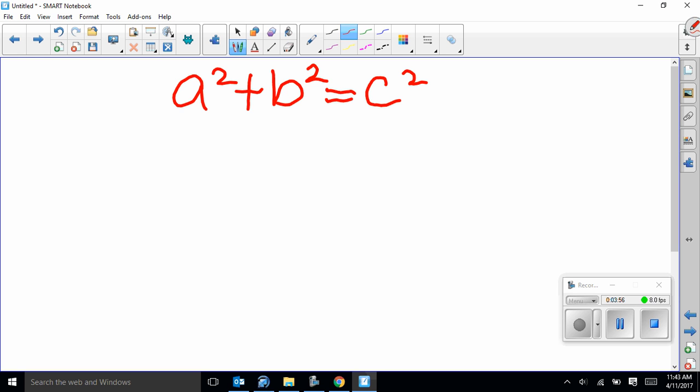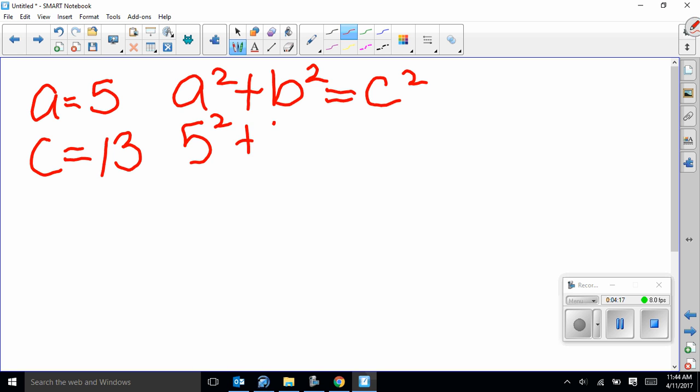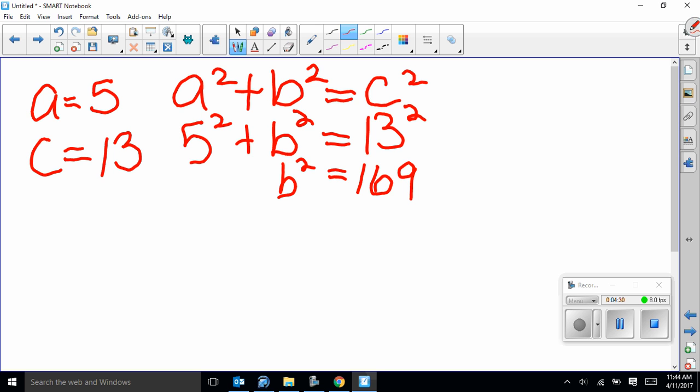So now let's say that A equals 5, and I know the hypotenuse is 13. So can we find B? Yep, so we're going to substitute 5 in for A. So we're going to have 5 squared plus B squared, what we want to find, and our C is 13. When you times 13 by 13, you get 169. So this is 169. And then 25.